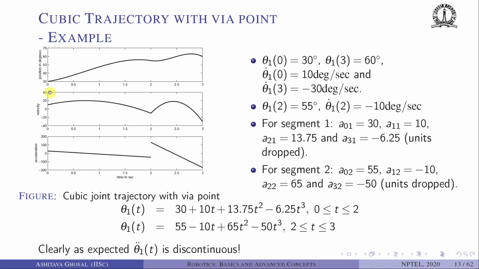So we can plot this, and you can see that theta 1 as a function of time consists of 1 cubic up to 2 and another cubic from 2 to 3. The velocity, when you take the derivatives, you will have one quadratic here and another quadratic here. So you can see that there is a kink sort of thing which is happening. And if you take the second derivative, you will have a constant acceleration from 0 to 2 and a different constant acceleration from 2 to 3. So there is a jump. So the acceleration is discontinuous.